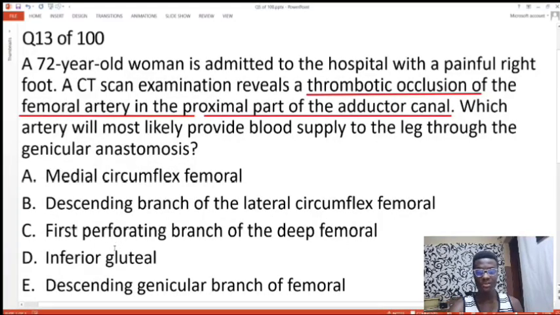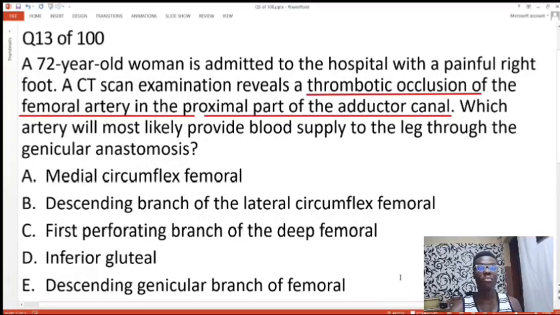So the inferior gluteal artery. The inferior gluteal artery gives branches to the cruciate anastomosis and the trochanteric anastomosis. That is, the descending branch of the inferior gluteal takes part in both the trochanteric and the cruciate anastomosis. It does not take part in the genicular anastomosis around the knee. The descending genicular branch of the femoral artery.